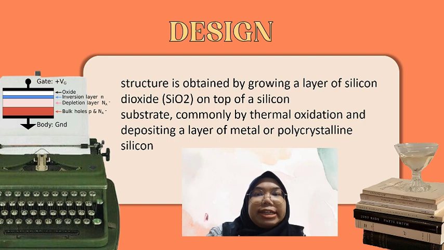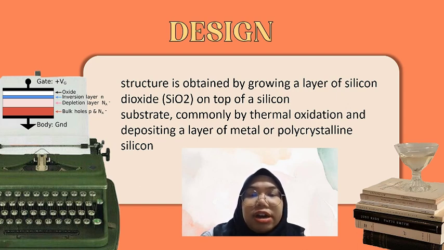The traditional metal oxide semiconductor MOS structure is obtained by growing a layer of silicon dioxide (SiO2) on top of a silicon substrate, commonly by thermal oxidation, and depositing a layer of metal. As silicon dioxide is a dielectric material, the structure is equivalent to a planar capacitor with one of the electrodes replaced by a semiconductor. Conventionally, the gate voltage at which the volume density of electrons in the inversion layer is the same as the volume density of holes in the body is called the threshold voltage. When the voltage between the transistor gate and the source, VGS, exceeds the threshold voltage VTH, the difference is known as overdrive voltage. The MOS capacitor structure is the heart of the MOSFET.